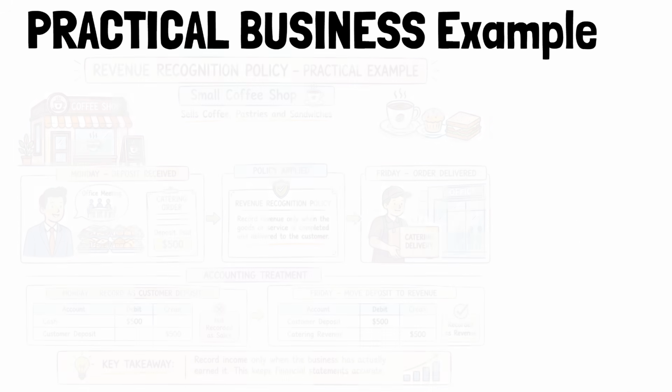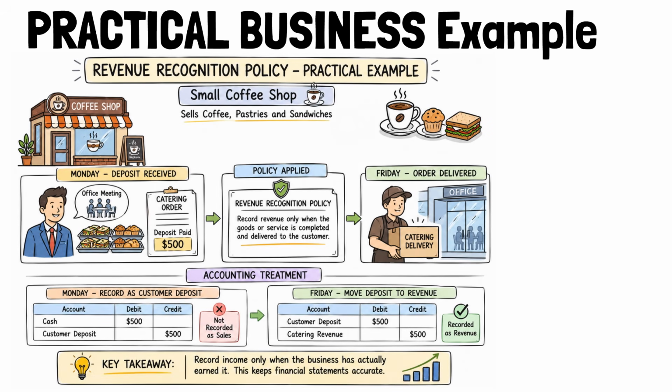A practical business example. Now let's see how accounting policies work in a real business. Imagine you own a small coffee shop that sells coffee, pastries, and sandwiches. On Monday morning, a customer orders catering for an office meeting and pays a $500 deposit. According to your revenue recognition policy, that money is not recorded as sales because the catering service has not been completed yet. Instead, it is recorded as a customer deposit.